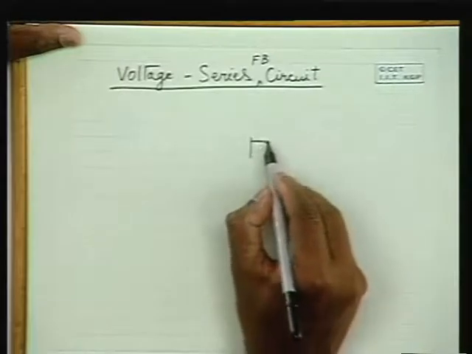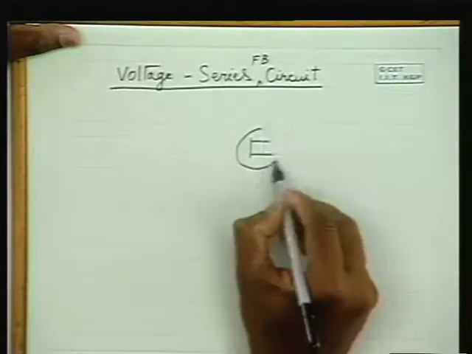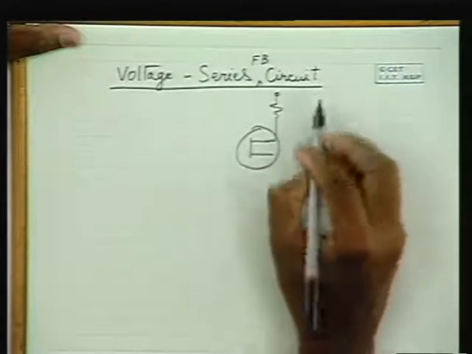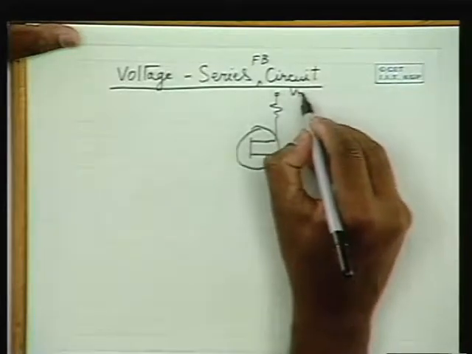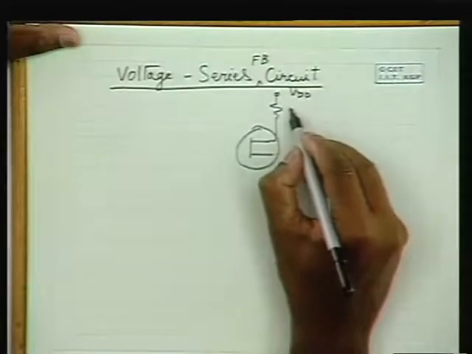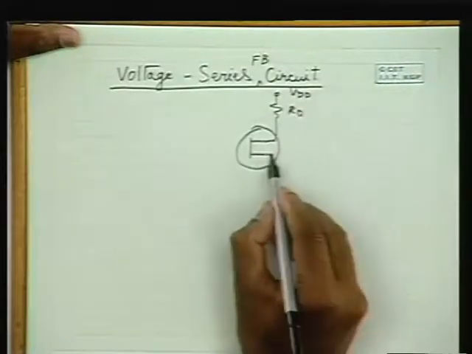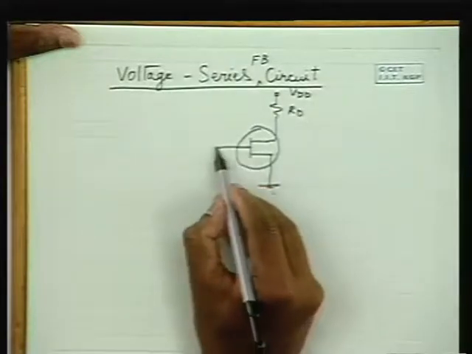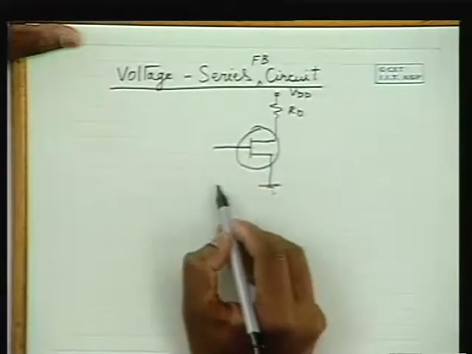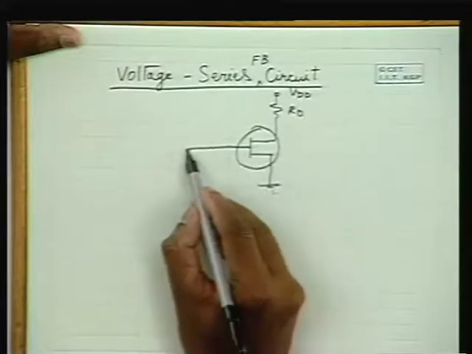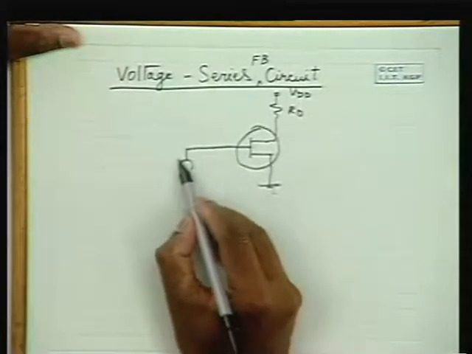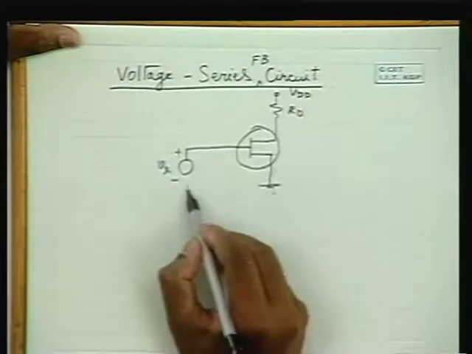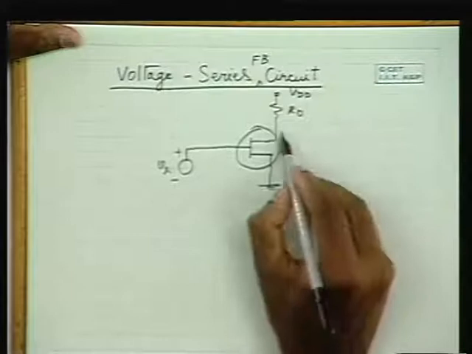Let us take a simple circuit of a FET amplifier. This is a FET amplifier, this is VDD. So this is RD, external resistance, and this is grounded. And if you neglect that RG which we are using, the input signal can be applied here, Vs. So it can be applied between the ground and this point.